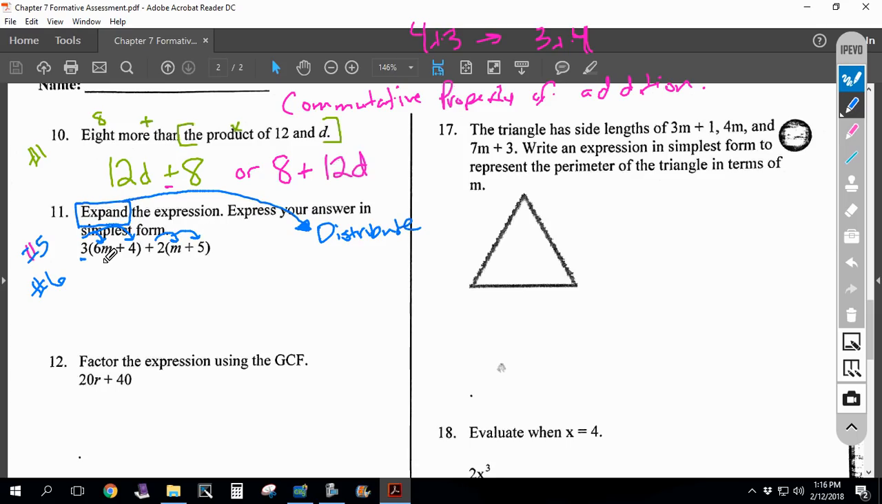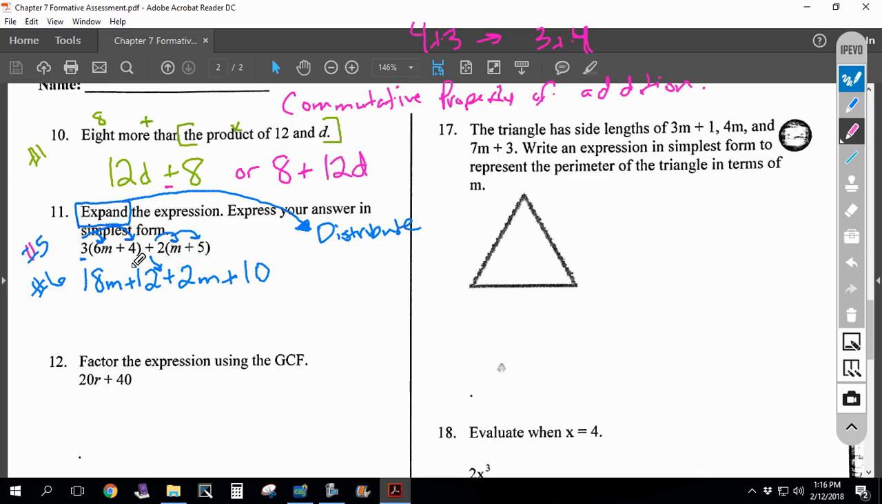That'll get rid of my parentheses. 3 times 6m would be 18m plus, not 4, but 3 times 4, which is 12. Bring down this plus right there. 2 times m would be 2m, plus 2 times 5 would be 10.